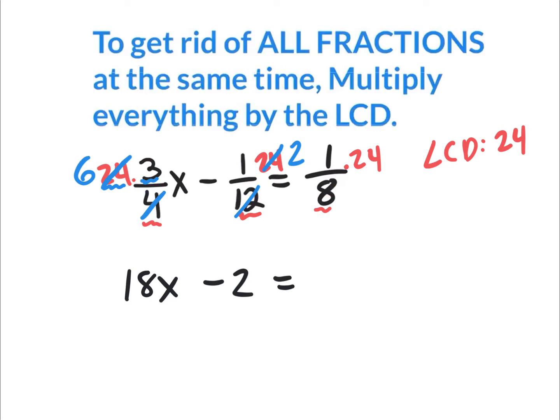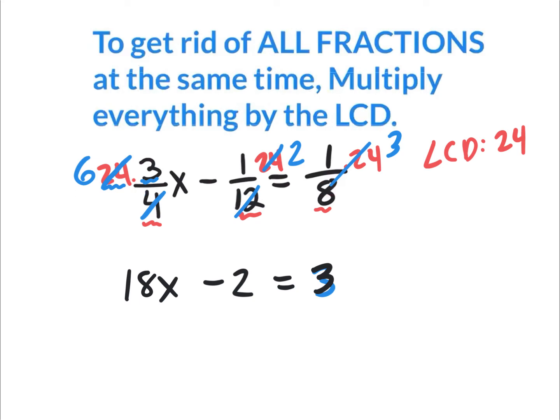Equals, and over here, 24 divided by 8, that's a 3 up on top. And of course, 1 times 3 is a 3. Whoops. To be honest with you, this is the faster way of doing it, by multiplying everything by your LCD, but I kind of prefer just getting rid of one fraction at a time. But this is faster, so if you're good with the LCDs, then go for it.